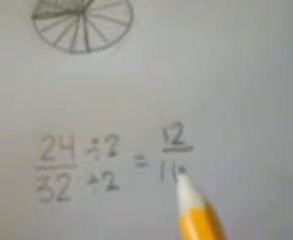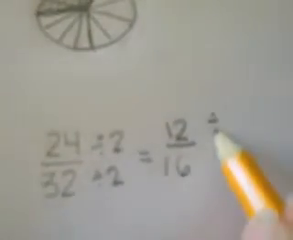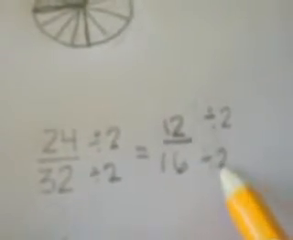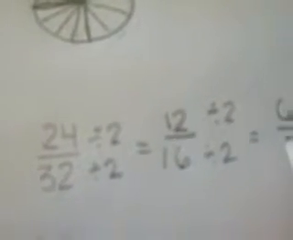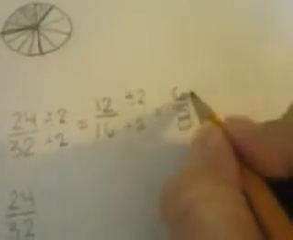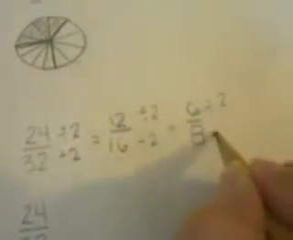I can divide both 12 and 16 by 2 again. 12 divided by 2 is 6. 16 divided by 2 is 8. Divide by 2. 6 divided by 2 is 3.